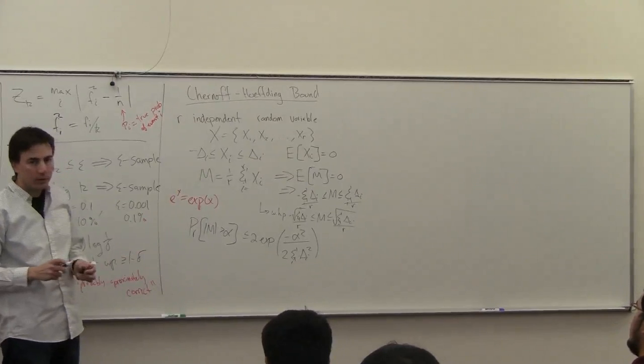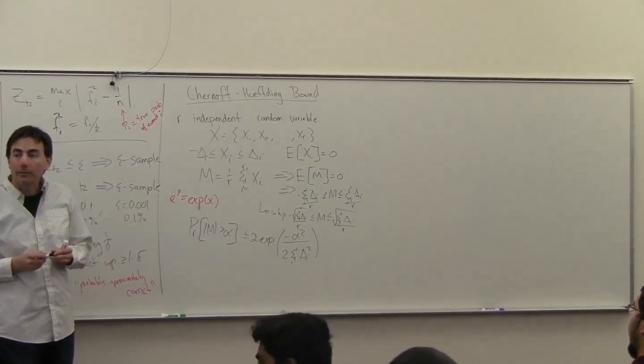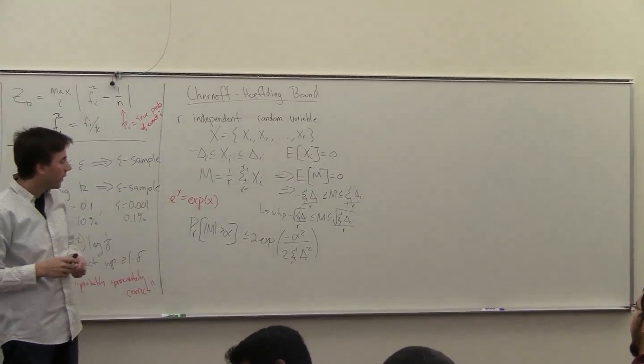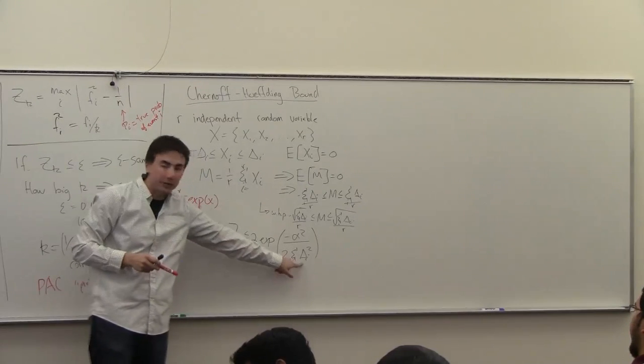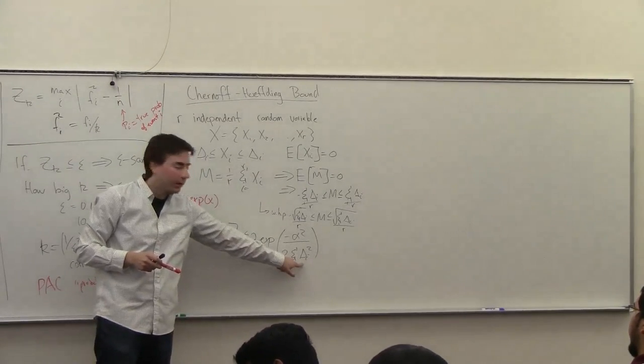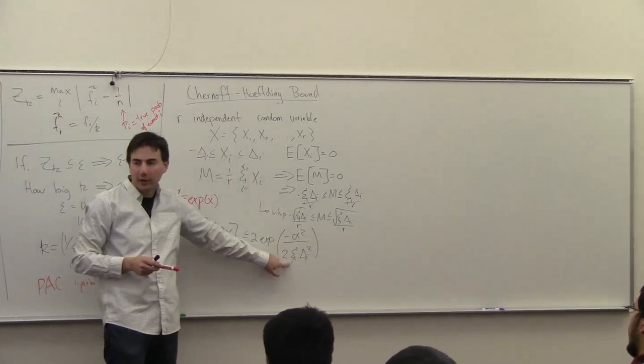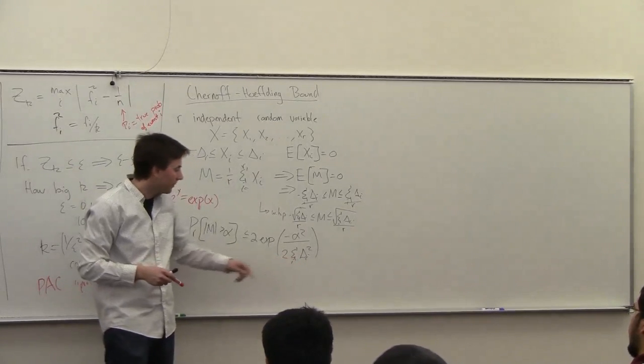What's the pi? The what? The pi. Which pi? This delta i. The maximum of the pi. This is the sum over all the delta i. The sum. Yeah, sorry, that's the sum.